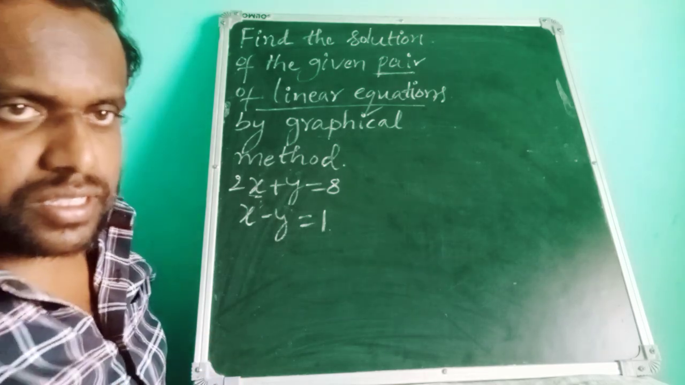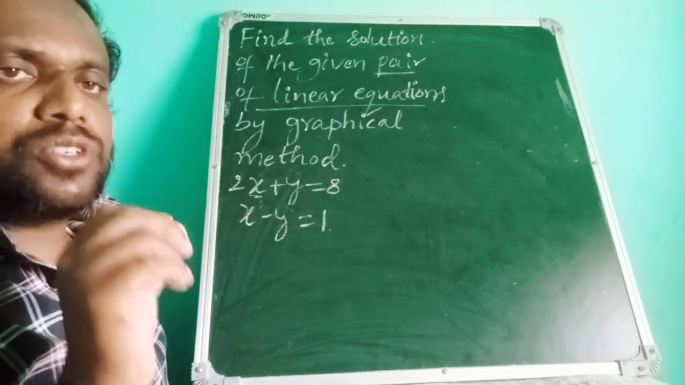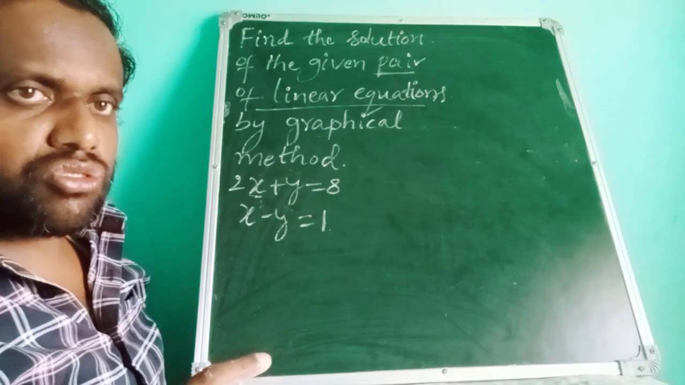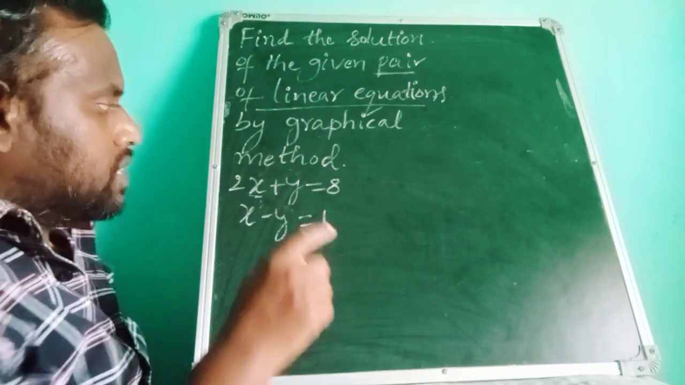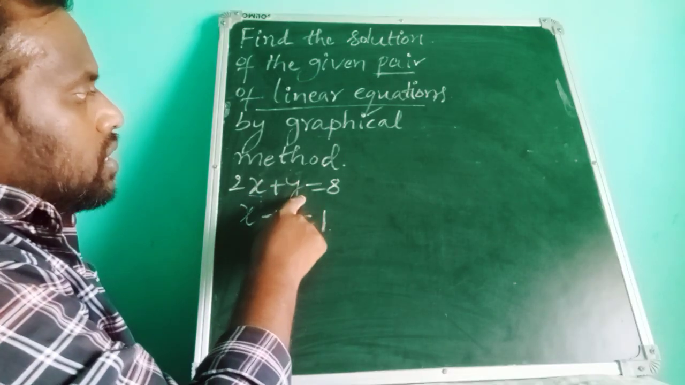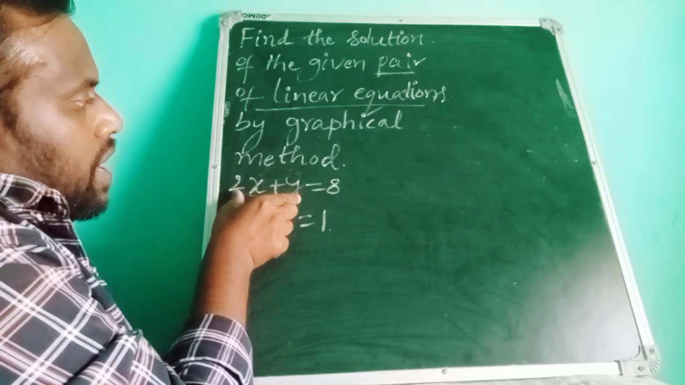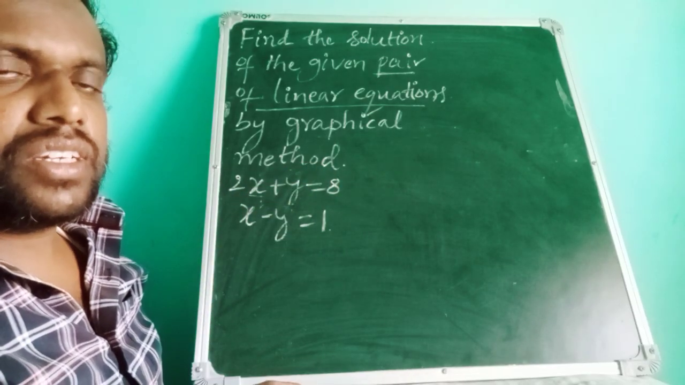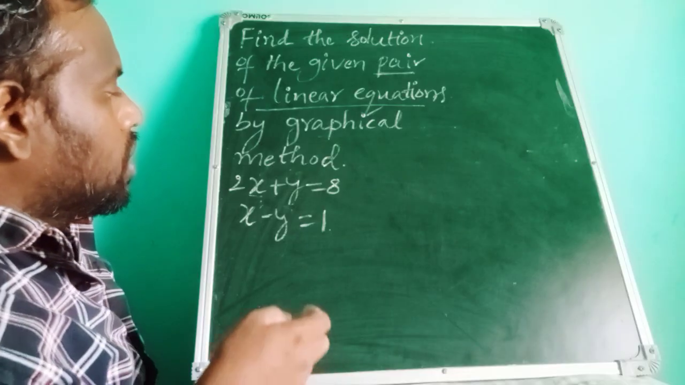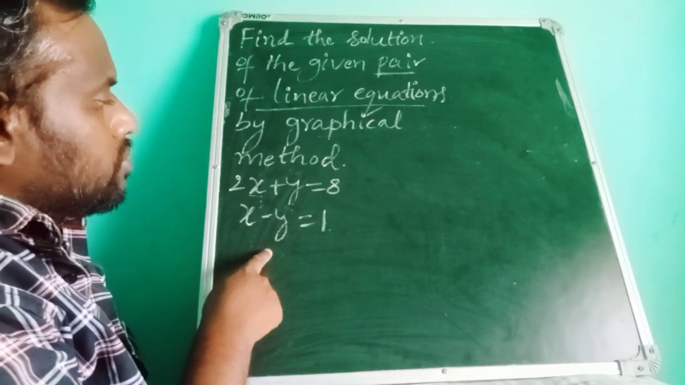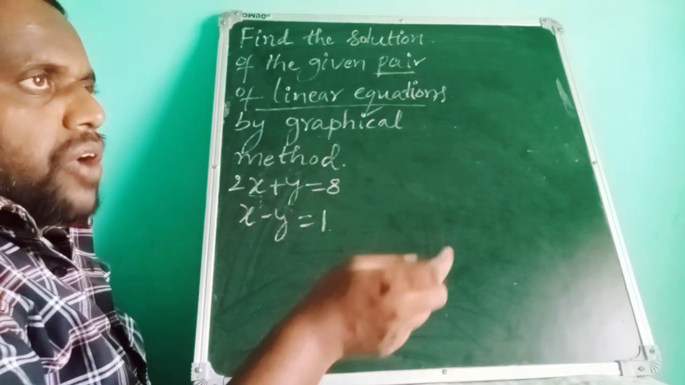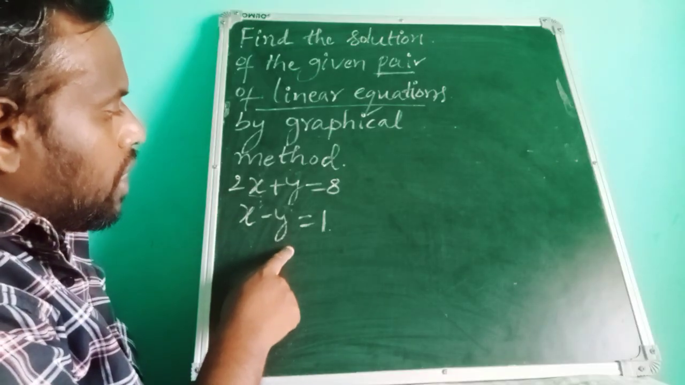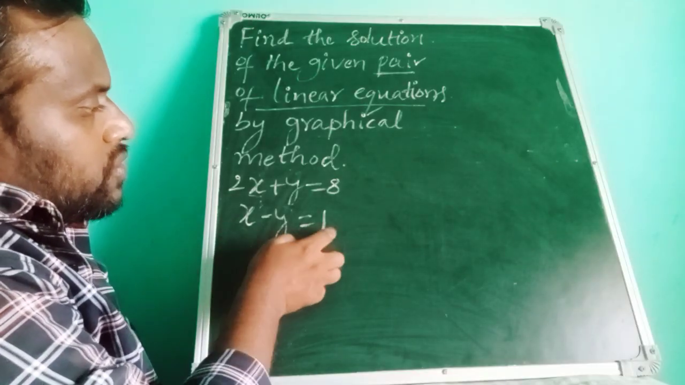Solution, in the sense, see, if you substitute some values for x and y, and if we simplify this side, that side we should get 8. Got it? So that is a solution. Similarly here, if we take some values for x and y, and simplify this side, we should get 1.